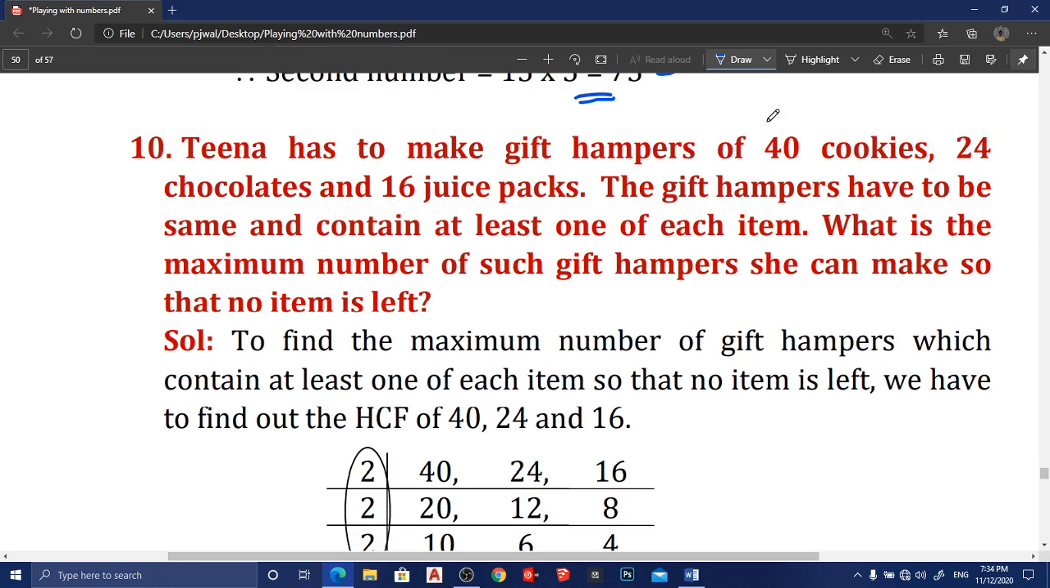What is the maximum number of gift hampers she can make by using these items? You have to find out the HCF, highest common factor. Maximum number is highest common factor. To find the maximum number of gift hampers which contain at least one of each item so that no item is left, we have to find out the HCF of 40, 24 and 16.